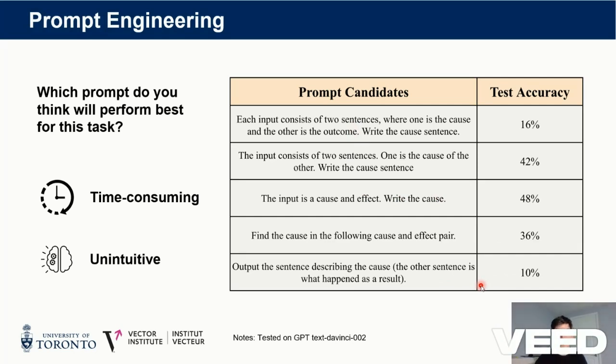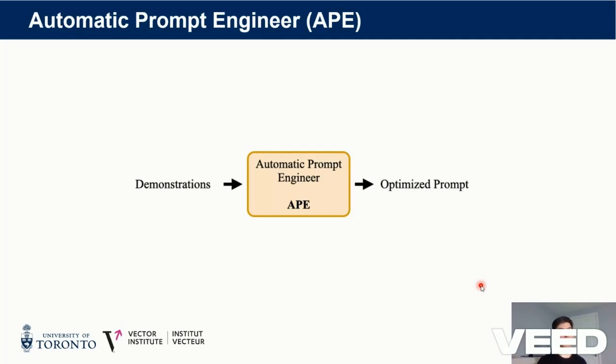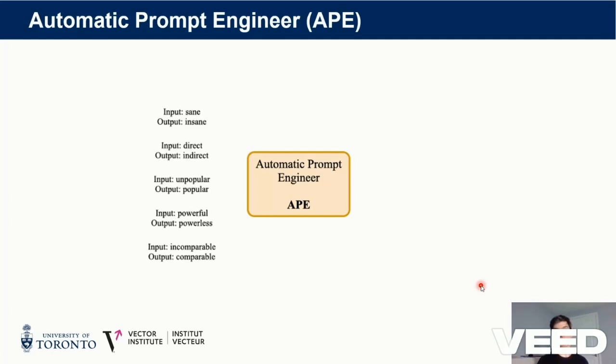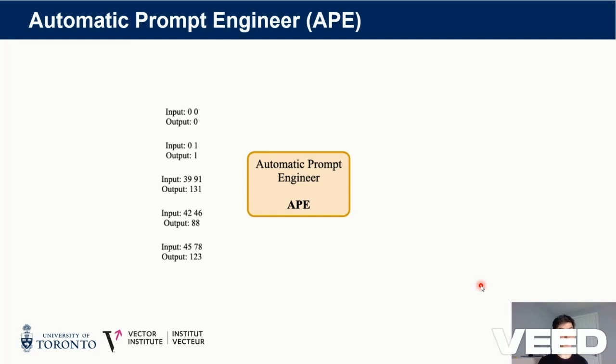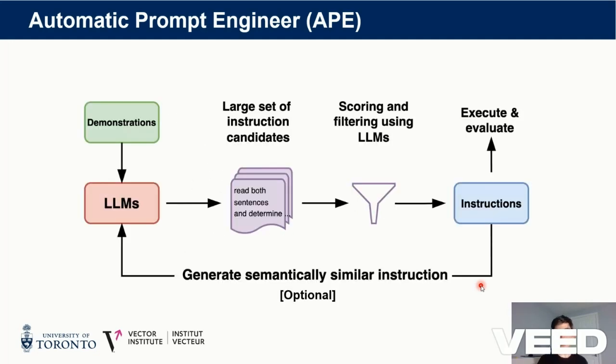So what's the solution? Well, we introduce APE, the automatic prompt engineer. Given a small set of input and output demonstrations, as small as 5 or 10, APE can produce an optimized prompt for that task. On a high level, APE begins by taking the user-provided demonstrations and asking a large language model to generate a large set of candidate instructions. Next, it scores all of these instructions, and finally outputs the instruction which has the highest score.